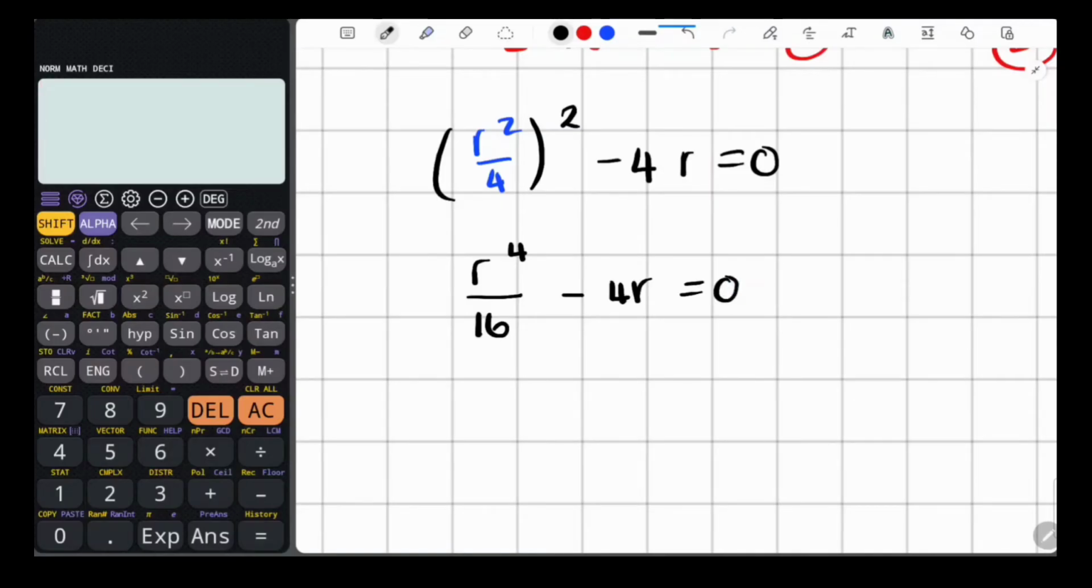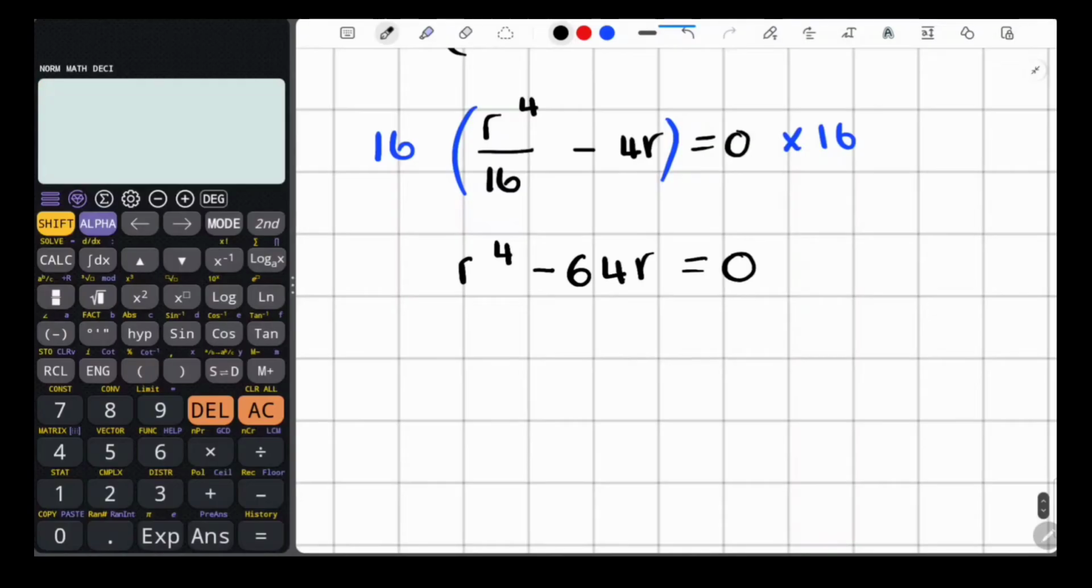So here you see that we have to solve for r. Now, personally, I don't like the 16 being here on the denominator. So I'm going to get it out of the denominator by multiplying both sides of the equation by 16. And so now we have that 16 and this 16 would cancel. And so we have r to the power of 4. And then 16 multiplied by negative 4r, that's going to give you a negative 64r is equal to 0.